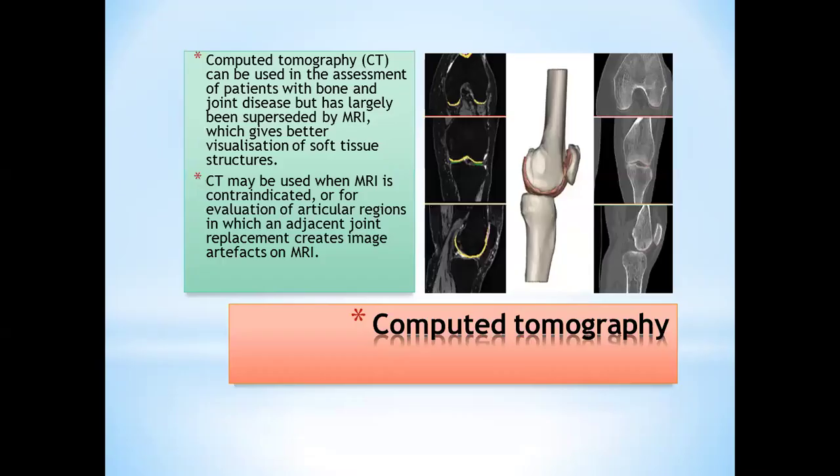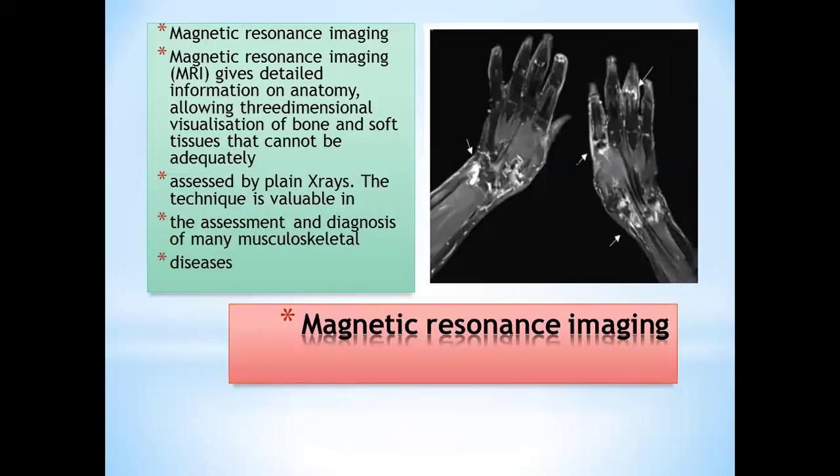Computed tomography can be used in the assessment of patients with bone and joint disease, but has largely been superseded by MRI, which gives better visualization of soft tissue structures. CT may be used when MRI is contraindicated. MRI gives detailed information on anatomy, allowing three-dimensional visualization of bone and soft tissue that cannot be adequately assessed by plain X-ray.